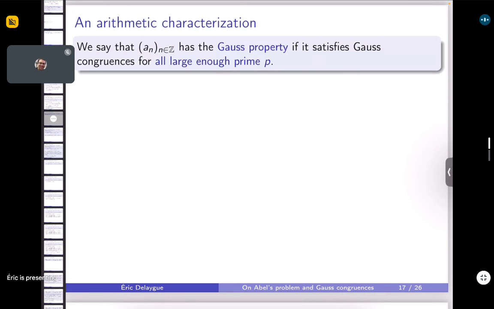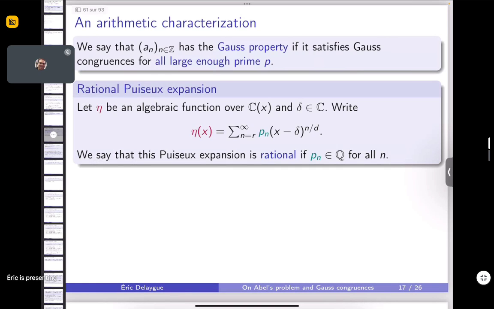So in the following, we say that a given sequence, possibly indexed on the relative integers, has the Gauss property if it satisfies Gauss congruences for all large enough primes p. Just before, we defined Gauss congruences for a fixed prime p, and now we ask a sequence to have such congruences for all large enough primes p. In this case, we say that it has the Gauss property.